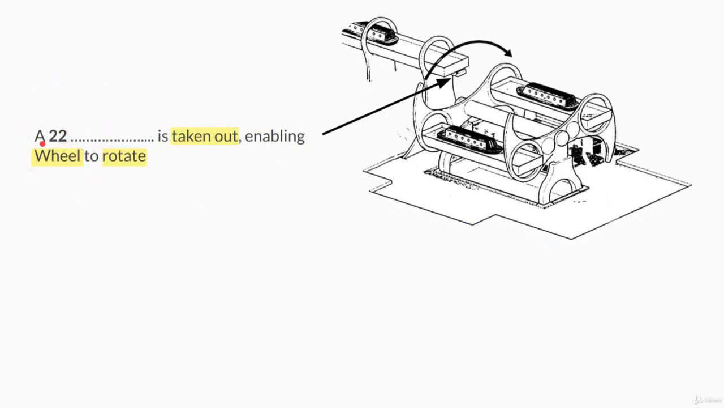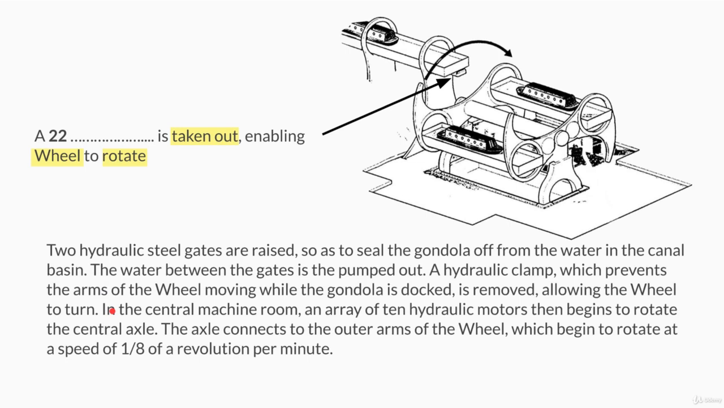The question says, a dash is taken out, enabling wheel to rotate. So again, this is going to be a noun because a something is taken out. So it has to be a thing, it has to be a noun. So let's come to our reading passage and start to scan for these keywords. Here we go. All right, I see that it mentions pumped out. That is synonym language for taken out. To take out, to pump out, to remove, those are synonym words.